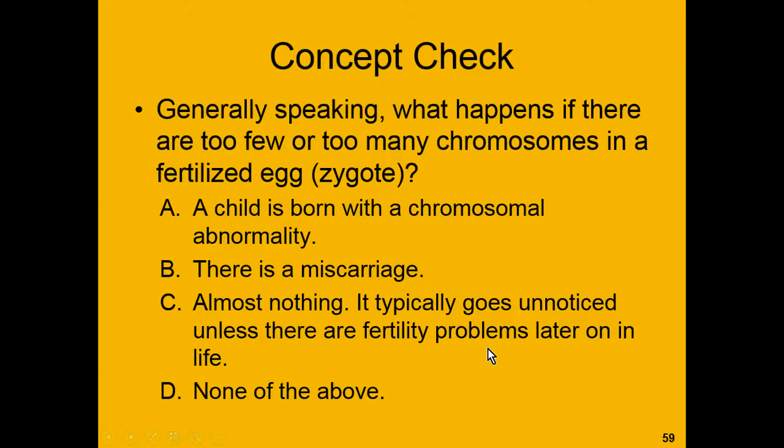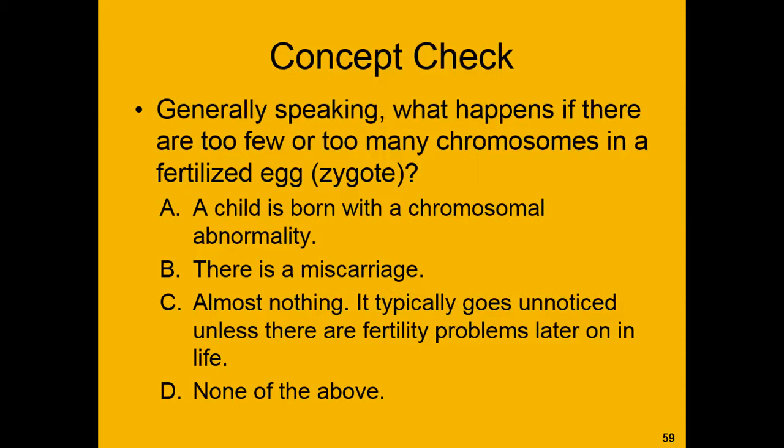So, guys, gals, I have a concept check question for you. Generally speaking, what happens if there are too few or too many chromosomes in the fertilized egg, also known as the zygote? Will there be a child born with chromosomal abnormalities? Will there be a miscarriage? Almost nothing, because you generally speaking don't notice it, or none of the above. Go ahead and pause the video and get me an answer. 5, 4, 3, 2, 1.